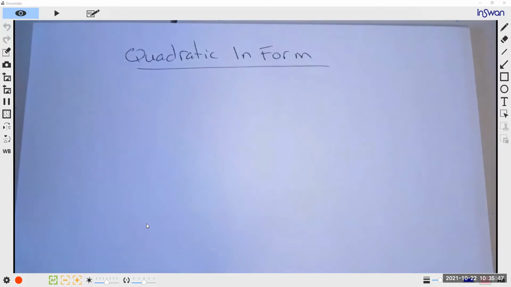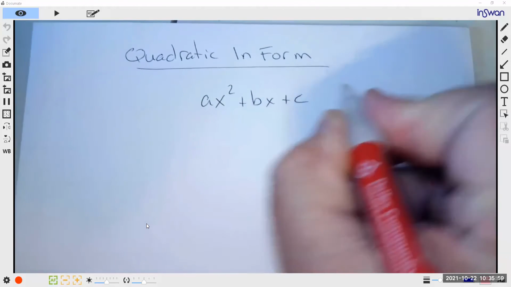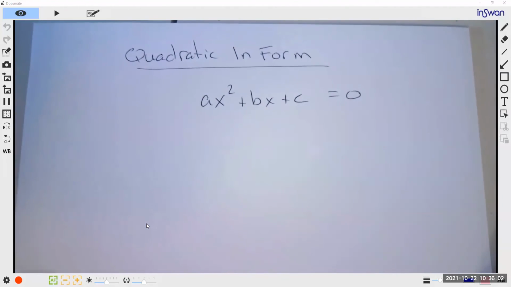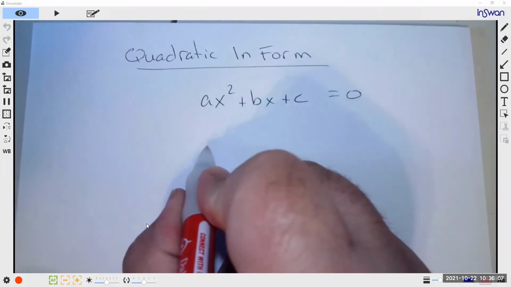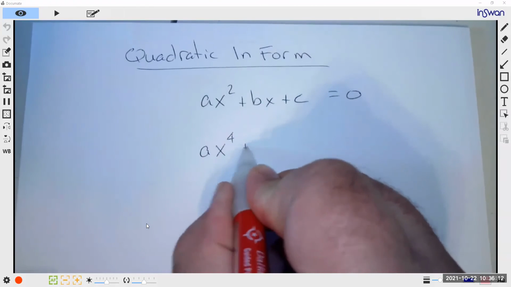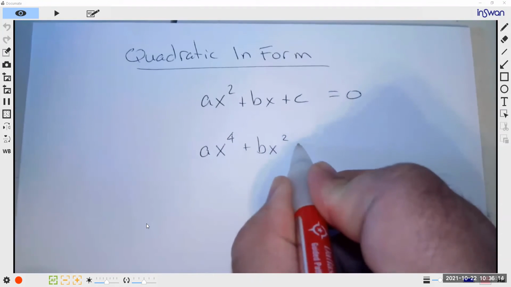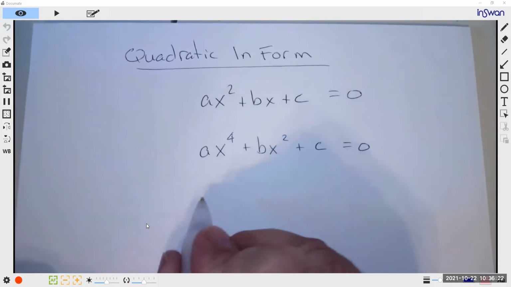Quadratic in form. You will always have an equation that's going to look like ax squared plus bx plus c. That's quadratic. A quadratic in form could be something like this.